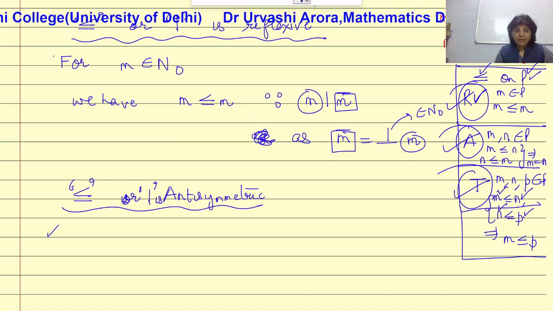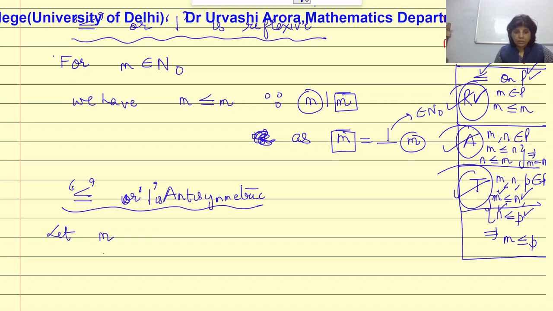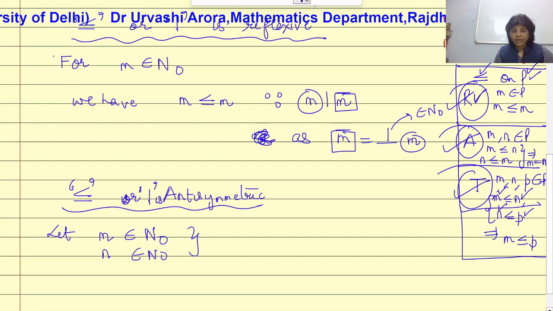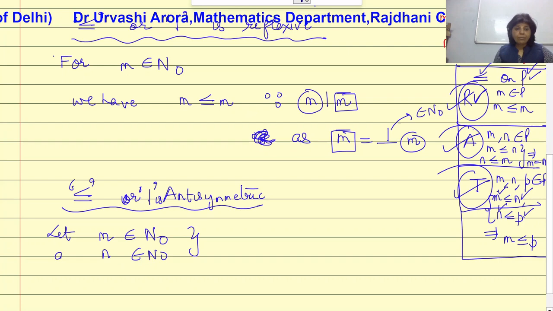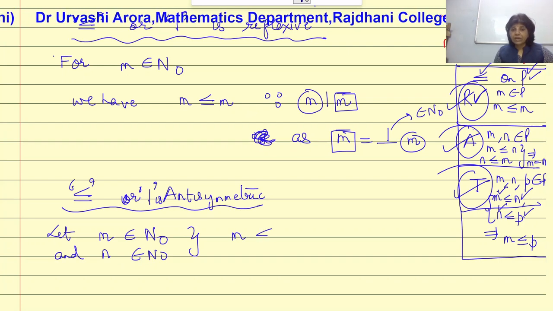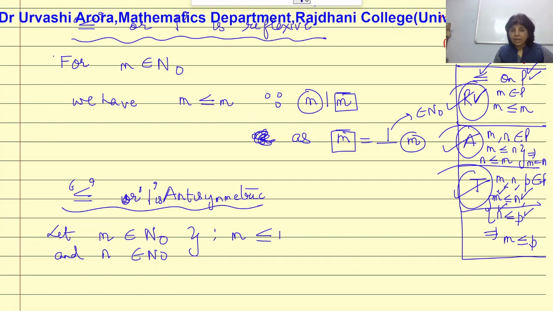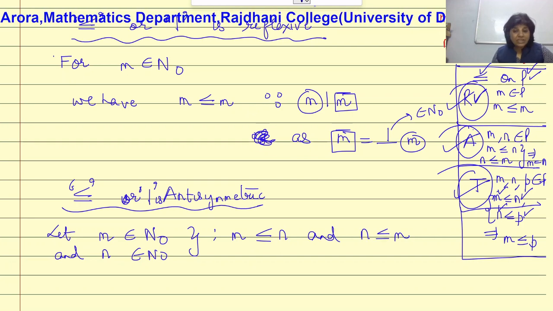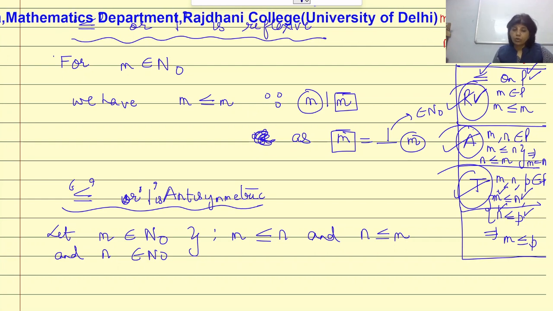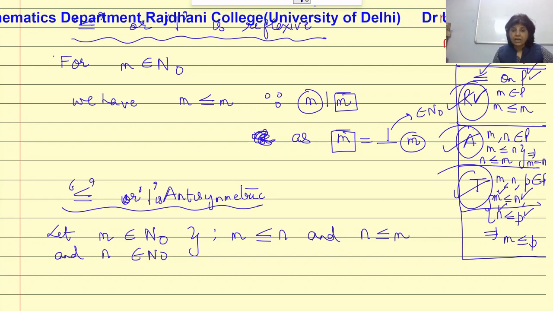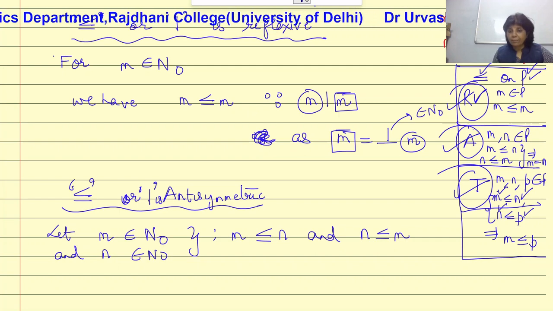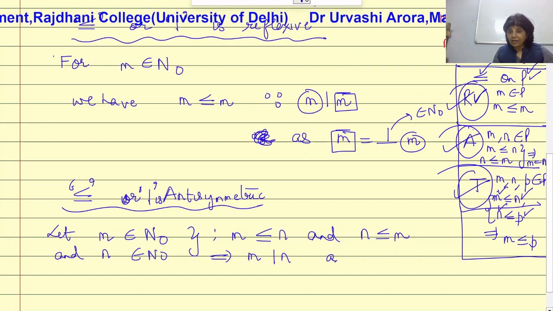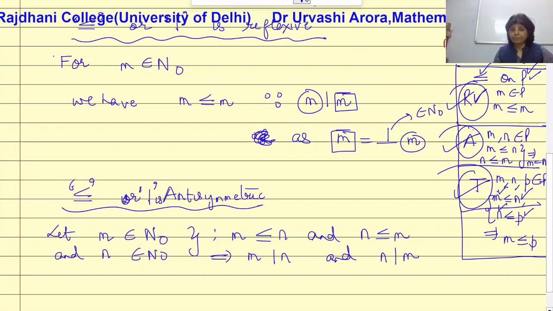So let me pick up two numbers m and n belonging to the underlying set, which is N naught. So let m belonging to N naught and n belonging to N naught be such that m is related to n and n is related to m. We just have to show that m is equal to n in order to show that less than equal to is antisymmetric. Now because m is related to n and n is related to m, this implies that m divides n and n divides m.